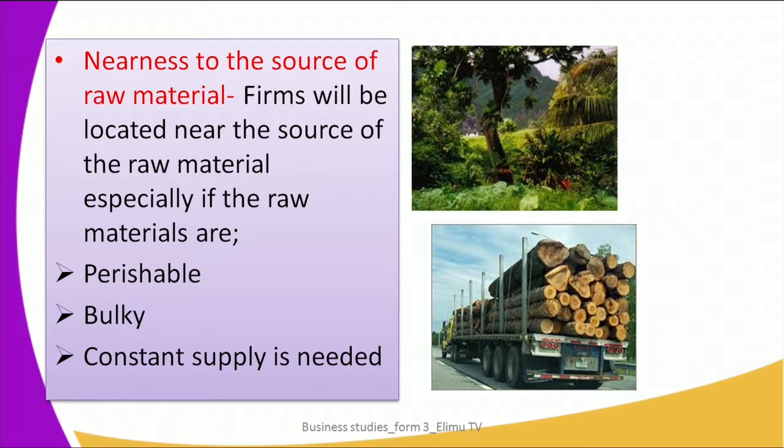And the other reason why a farm can be located near the source of raw materials is if there is a need for constant supply. That is, constant supply is needed. If the raw materials need to be supplied every now and then, it will only be wise for the farm to be located near the source of the raw materials. Once again, raw materials are those goods that are used to produce the final products.